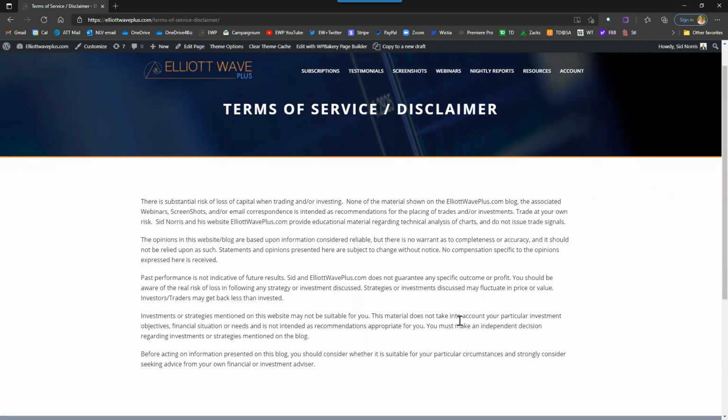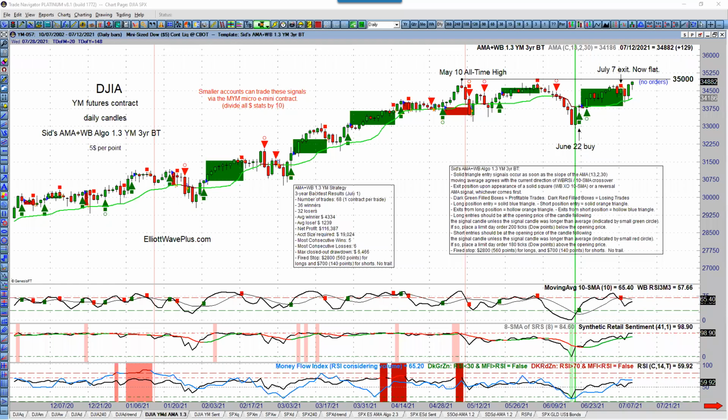Additionally, I want to make sure that you're aware that we are required by law to say that past results are no guarantee of future results. And this is something that's just required that we include in our disclaimer, especially when we're speaking of automated trade signals. So here's the algo, and I'll just go over very quickly some of the basic components of the algo.